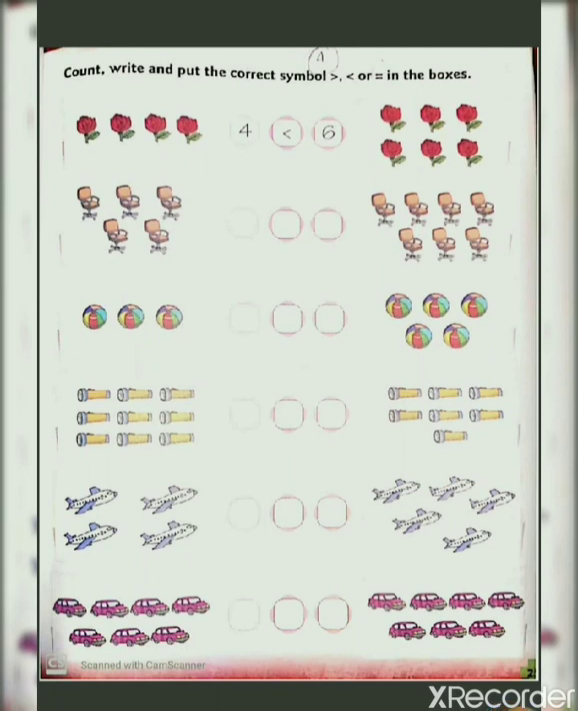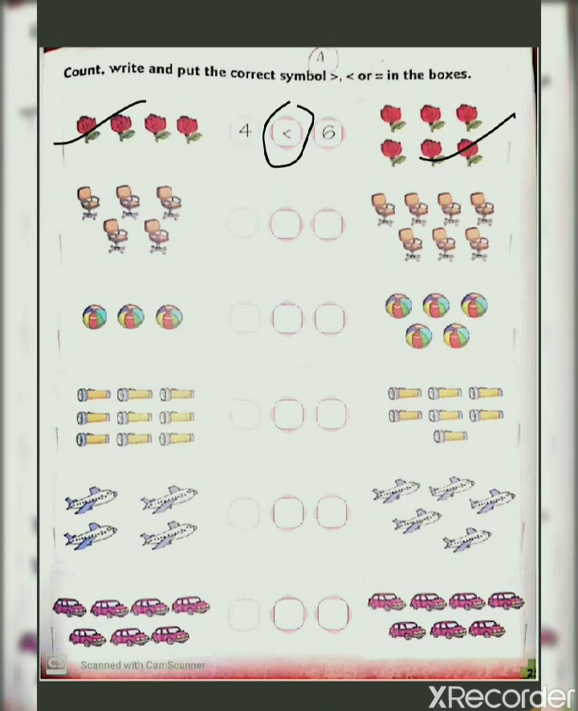Now come to page number 25. Count, write and put the correct symbol greater than, less than or equal in the boxes. The first one has been done for you. Let's see the first one. At the left side you can see there are 4 roses and at the right side there are 6 roses. So the alligator will open his mouth to the greater side. So we can say that 4 is less than 6.